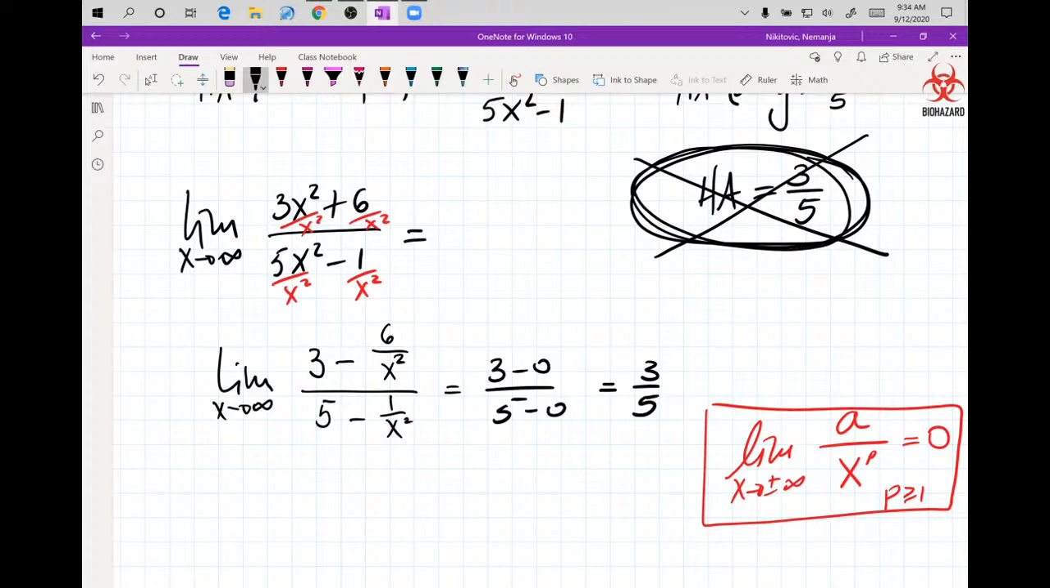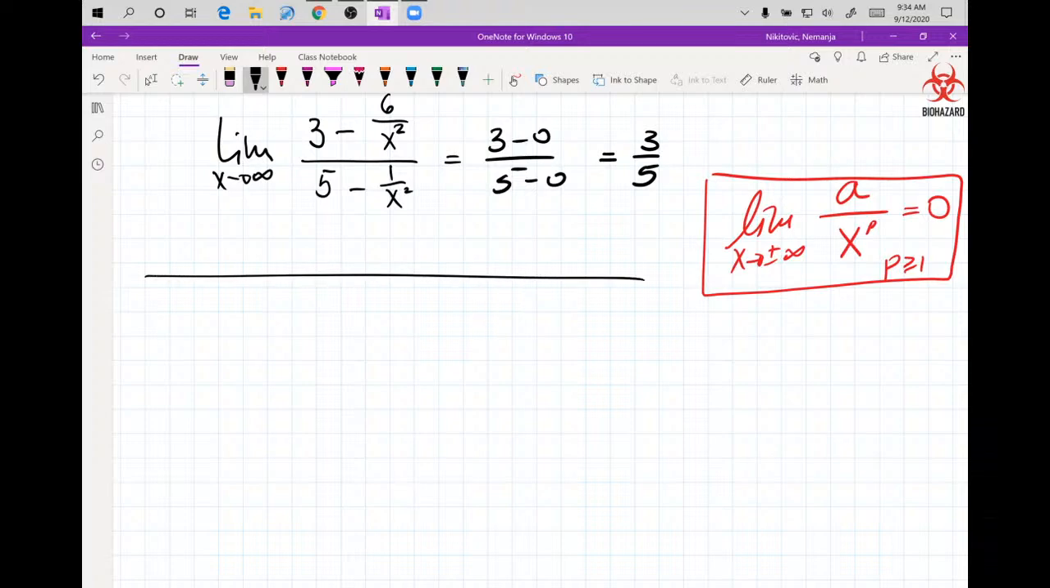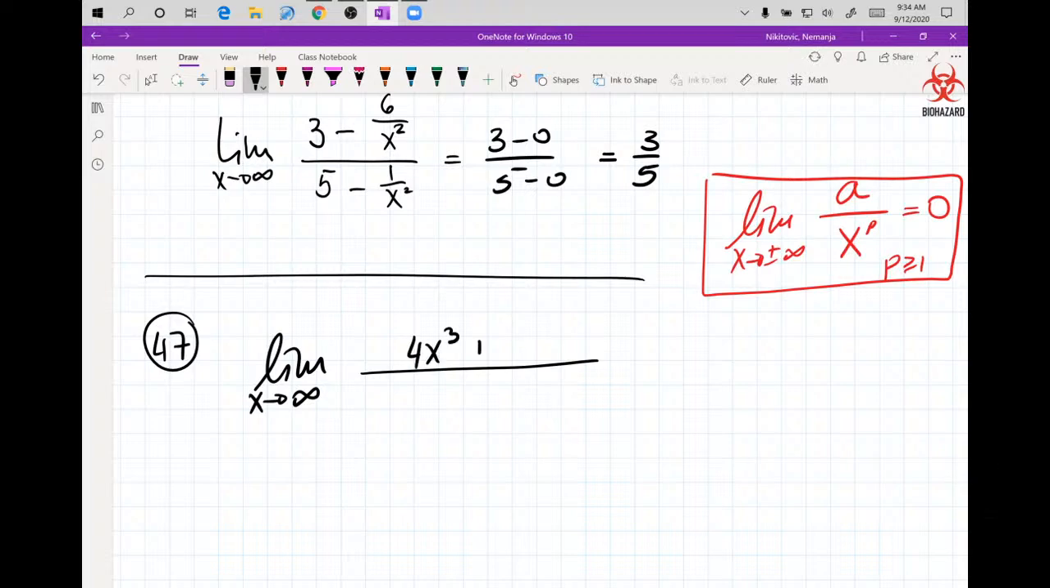Let's see if we can find some spicier example in the book to look at. Ooh, okay. They have some awesome stuff over here. So, problem 47. You also have 45 to practice this beauty. Limit x goes to infinity of, it was kind of a cool exam question, and now I ruined it.